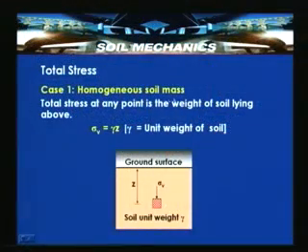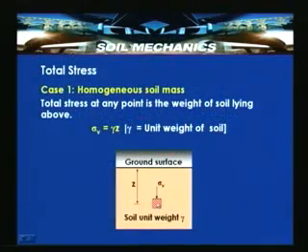Let us consider different cases, like a homogeneous soil mass. We have already discussed it, but let us consider it here as case 1, a homogeneous soil mass. The total stress at any point is the weight of the soil lying above the plane at which we are determining the stress. So, sigma v is equal to gamma z. This is the element, with sigma v on this horizontal area.